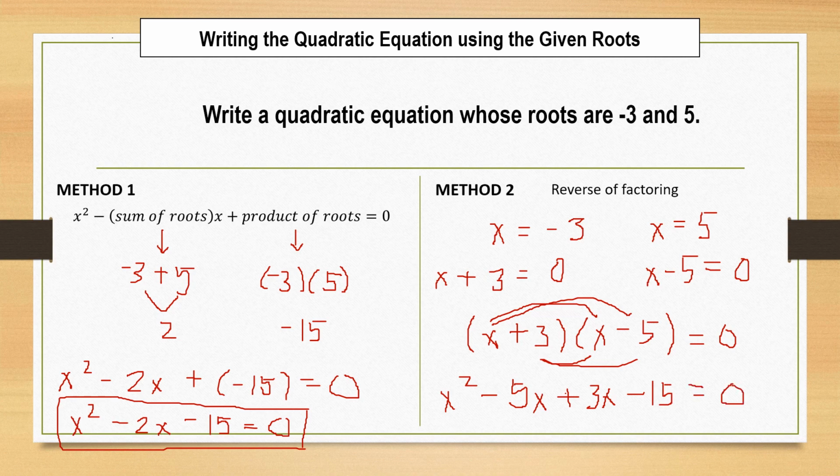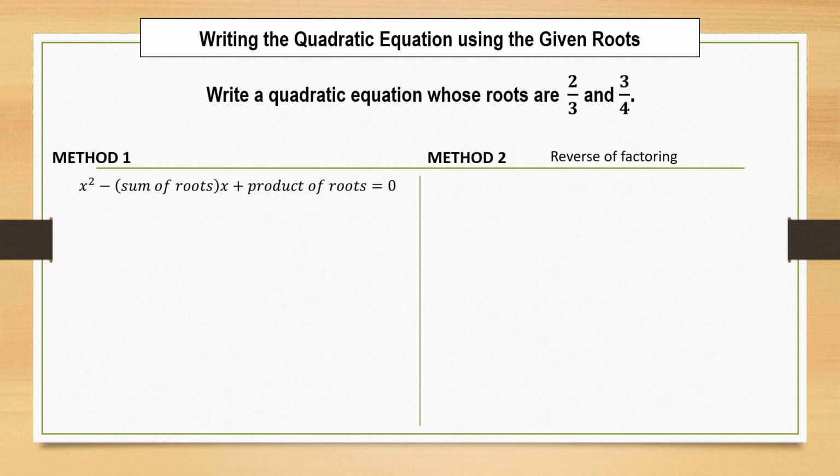So let us combine like terms. Negative 5x and 3x when combined is equal to negative 2x. So for our final answer, we have x squared minus 2x minus 15 is equal to 0. So we came up with the same answer as that of method 1.